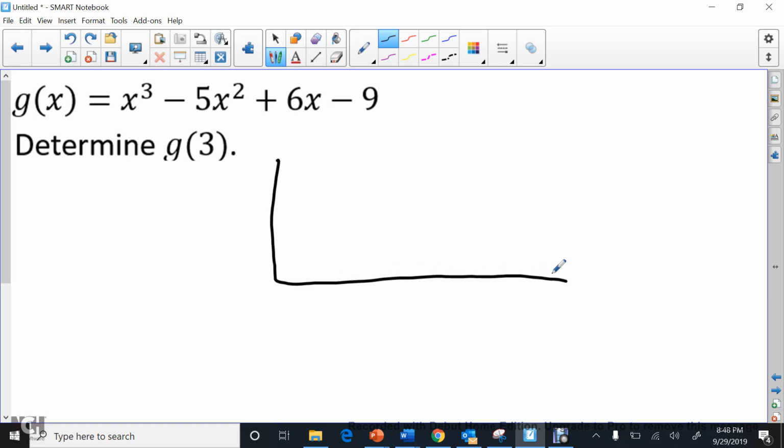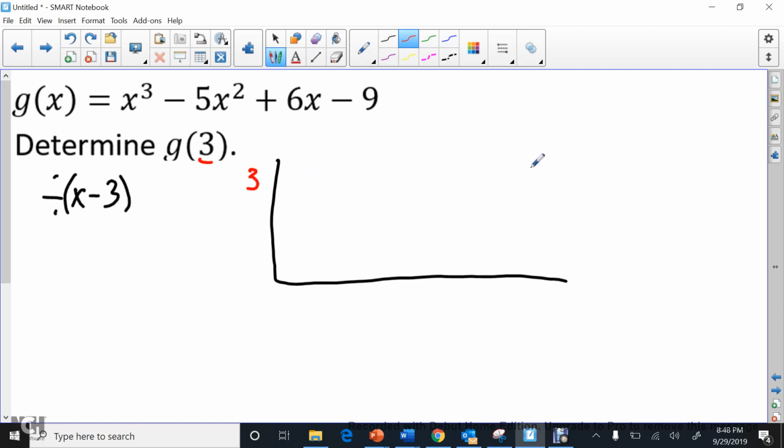I start off by setting up my synthetic division bar. On the outside, I see that I have g of 3. What this is saying is that we would be dividing by x minus 3. I know that's the opposite of what we see. However, get used to this idea. G of 3 is the same thing as dividing by x minus 3. When there is an x in front, we take the opposite of what we see in the parentheses. When there's not an x in front, we just use what we see in the parentheses. Either way, we have a 3 out here from this right here.